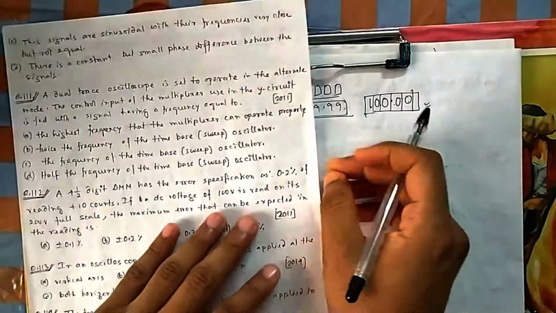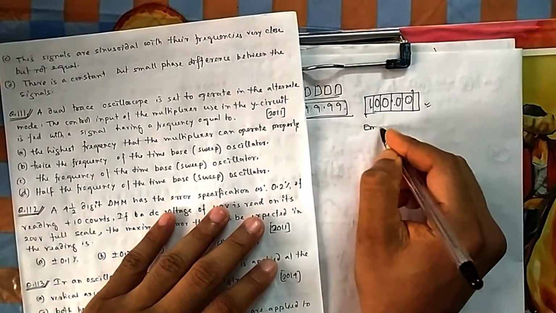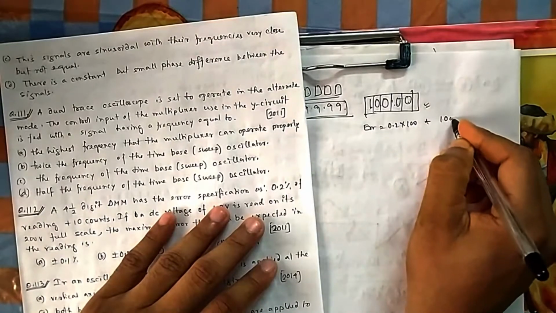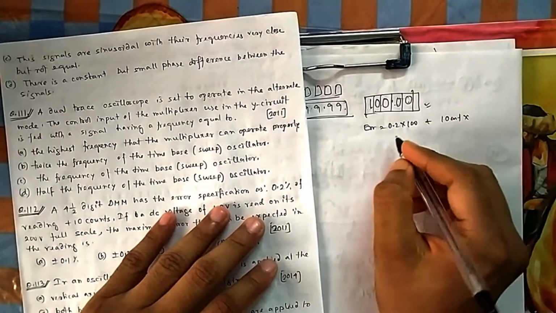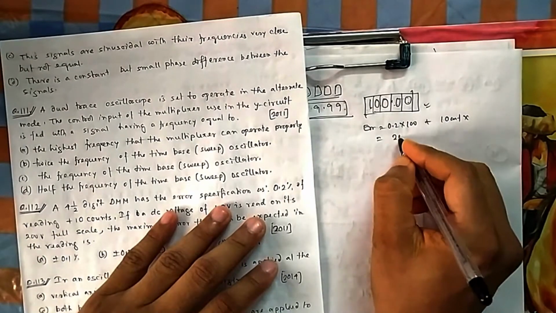So first it has 2 errors. One is 0.2% of the reading. So your error will be 0.2% of your reading, which is 100, plus some 10 counts they have given. 10 count into each count is how much you have to see. So from here you will get 0.2%, that is 0.2 plus.